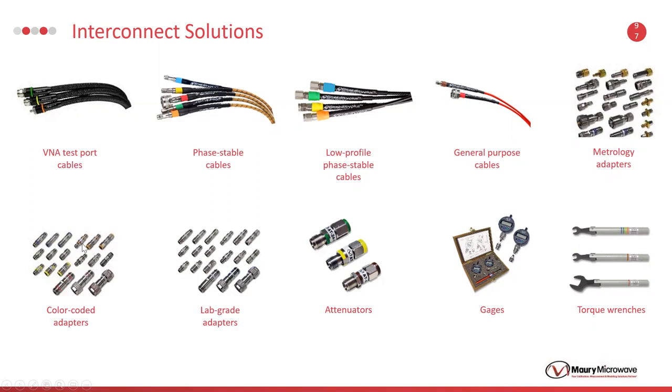interesting product, especially for labs in schools, even outside. Actually, the military use them a lot because there is a color code, so you know that the yellow cannot be connected to anything else than a yellow. Sometimes making the difference between 1.85 millimeter and 2.4 millimeter, if you are not an expert, is quite difficult, or 3.5 and 2.9. You need to be an expert in that. Otherwise, you just use the color and then you know that the red goes with the red and the blue with the blue. Lab grade adapters, attenuators, torque wrenches.